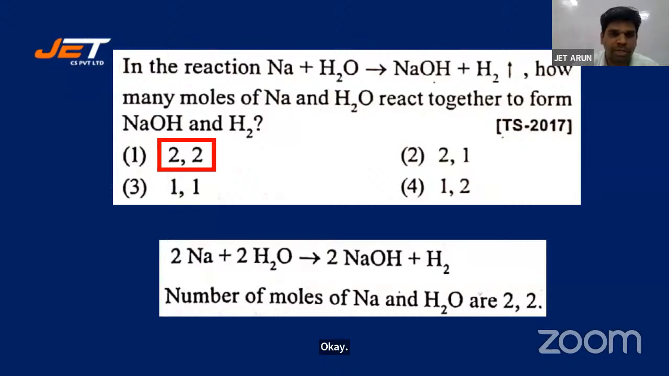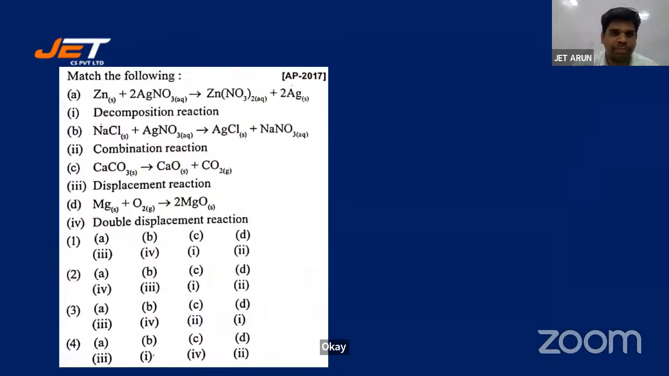Okay. Let's go for the next one, students. Here is a matching type. Match the following. You've got 4 equations and 4 kinds of reactions mentioned: decomposition reaction, combination reaction, displacement reaction, double displacement reaction. These 4 equations are to be matched with the corresponding type of reaction.